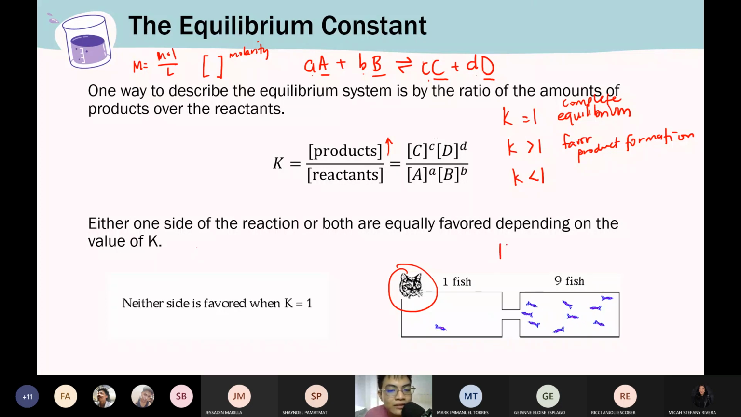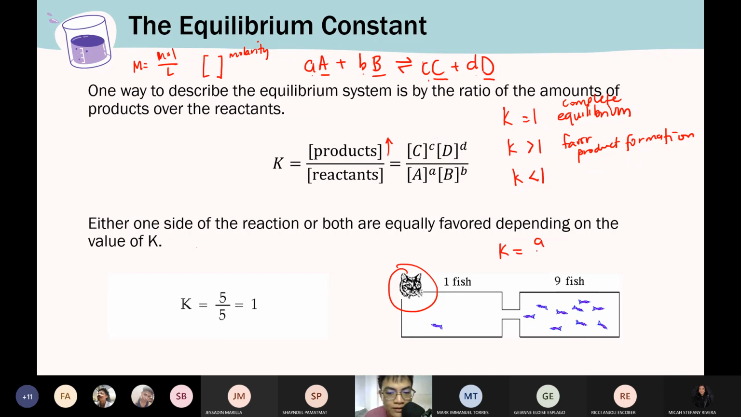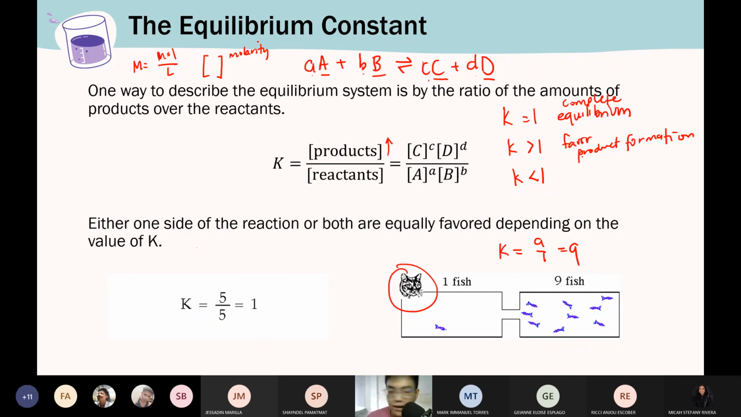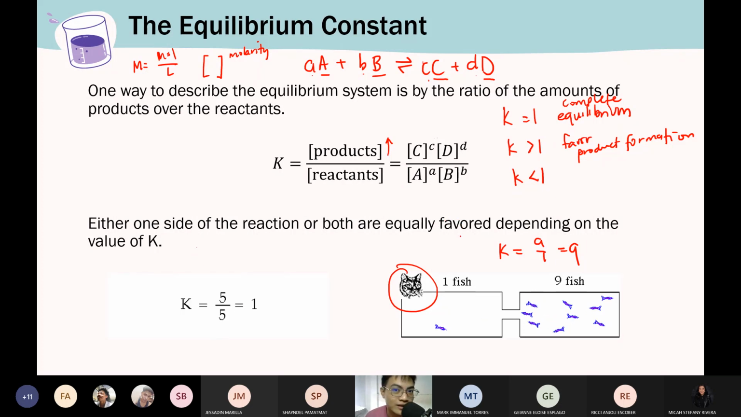So, if you get the K there, so this is the product, yun nasa right, and then reactant yun nasa left. So, that's 9 divided by 1. So, 9. So, it's greater than 1. Meaning nun that your product formation is more favored. Mas marami kang products kaysa sa reactant. So, kailan yan nangyayari? Kapag may pusa. Hindi, kapag may mga external stress.